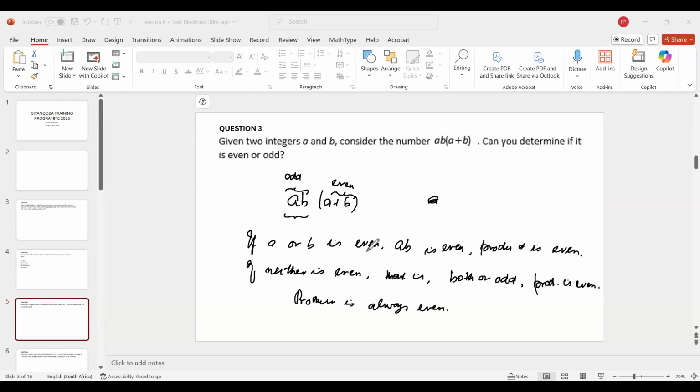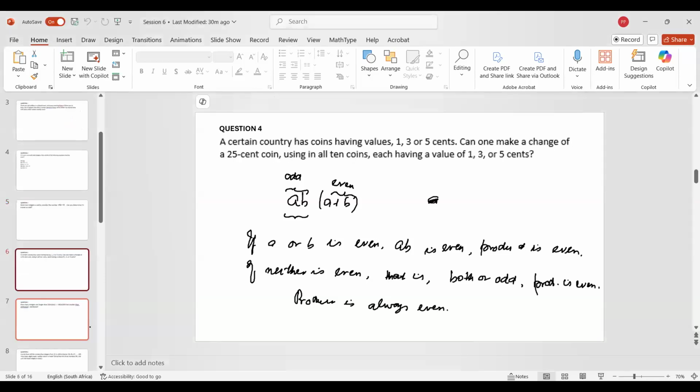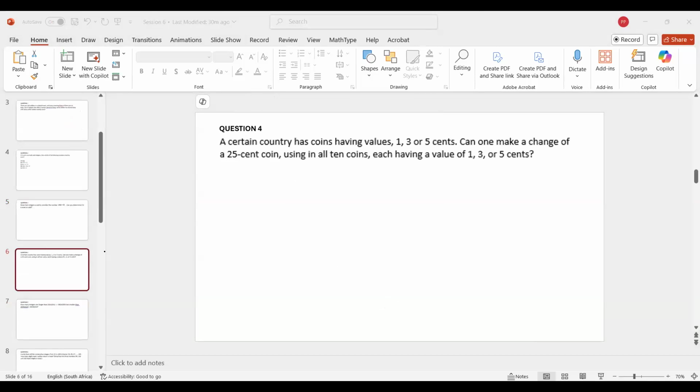That's interesting. Although you don't know whether A and B are even or odd, you can conclude that this product is always even, because one of these factors is always even. As long as one of them is even, then the whole product is even. Okay, so that takes care of that problem. And we go on to question 4.